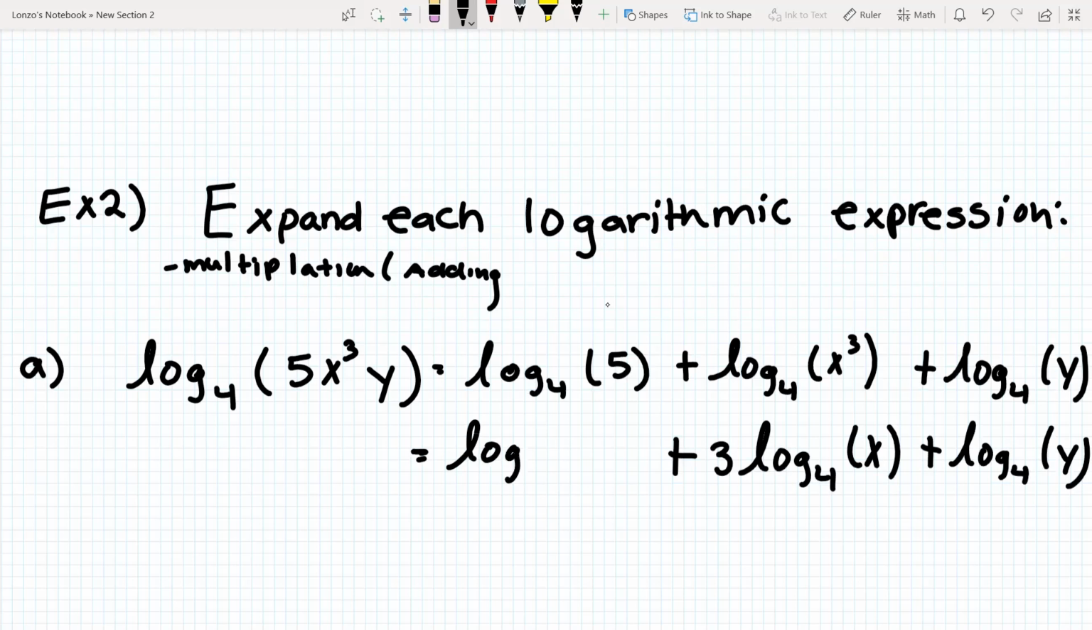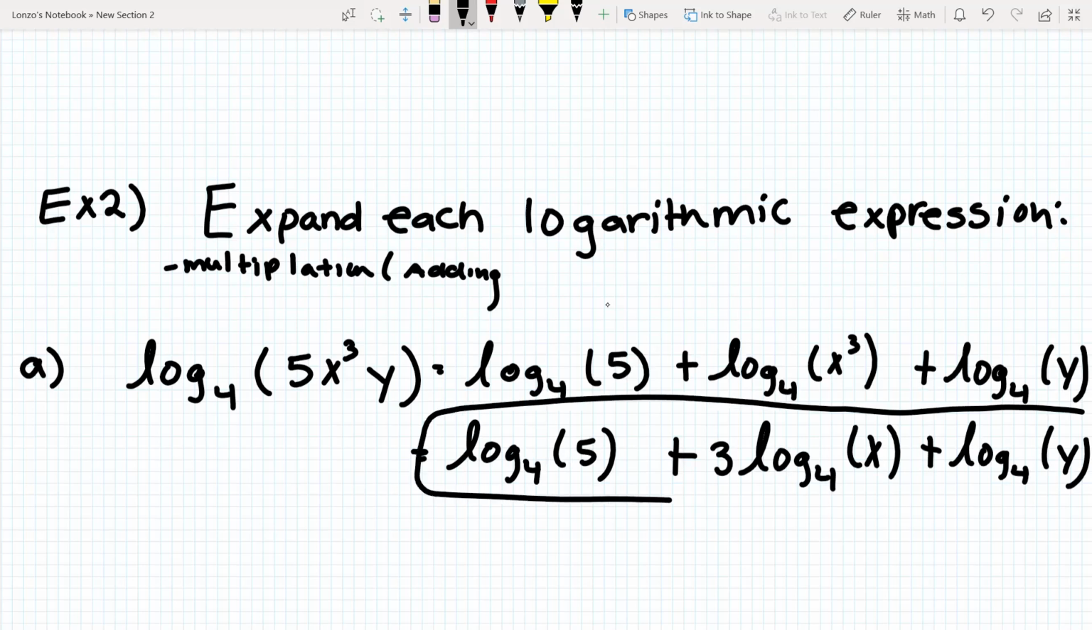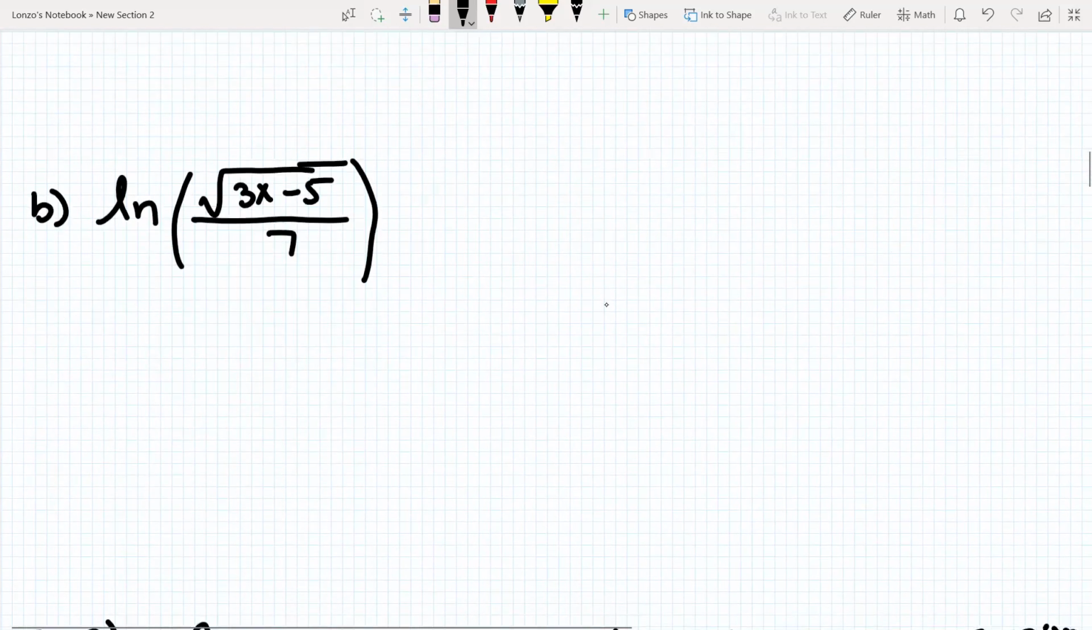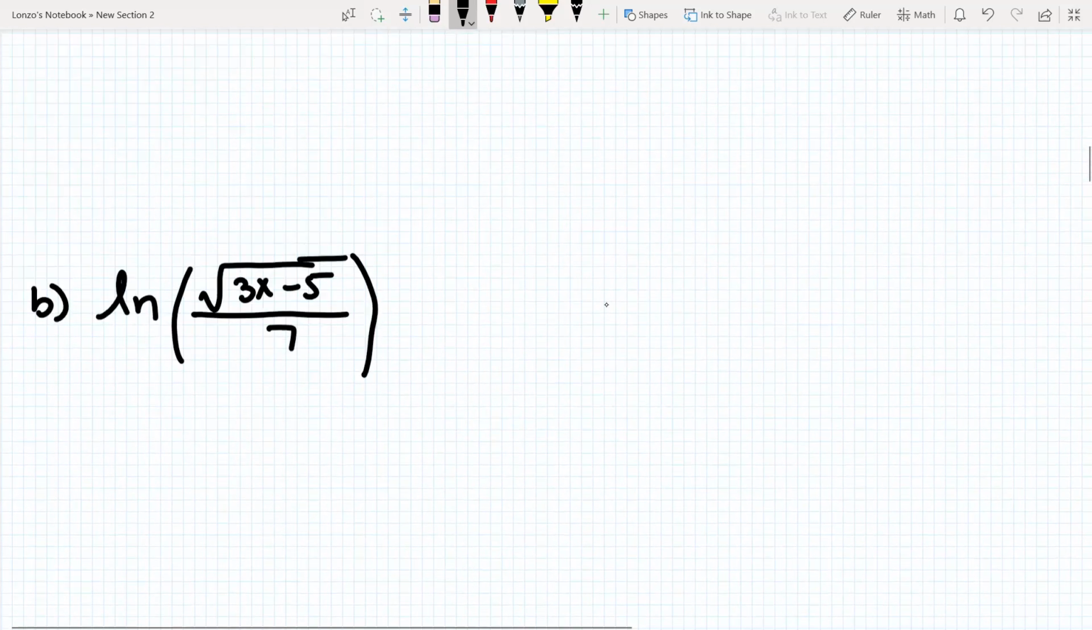So now this is the most expanded form of your log form. Let's move on to B. So we got to expand this natural log, making it bigger, but you can rewrite this problem using only exponents.